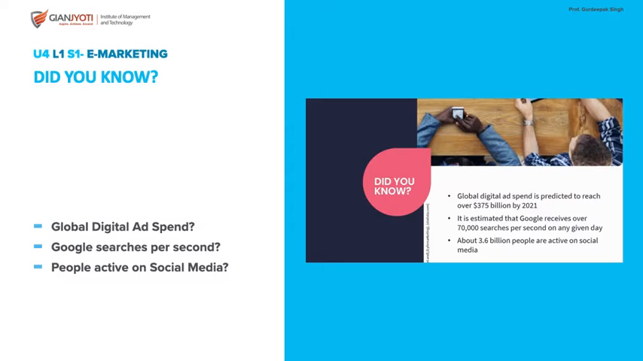So the global digital ad spend is predicted to reach $375 billion by 2021. Google is receiving over 70,000 searches per second on any given day. And there are 3.6 billion people on social media. So that is the power of social media, and also in this age of internet, why people are switching to digital marketing, and that is what we are going to study in Unit 4.